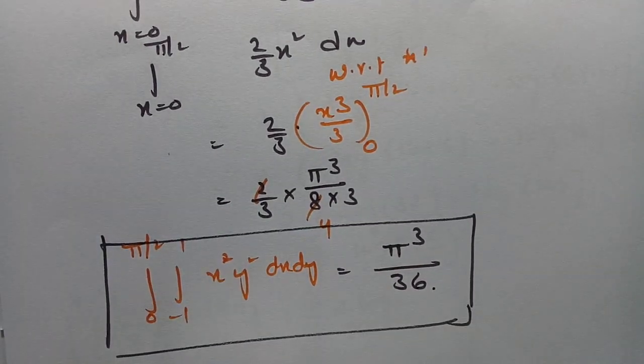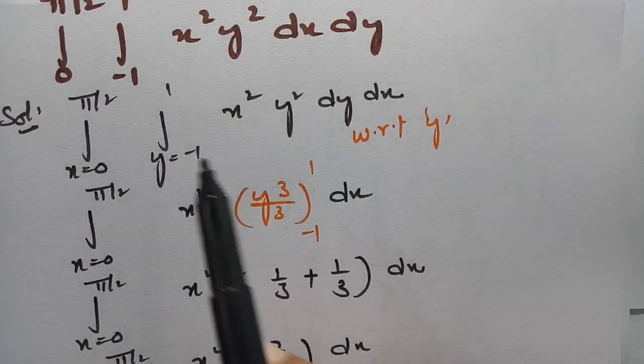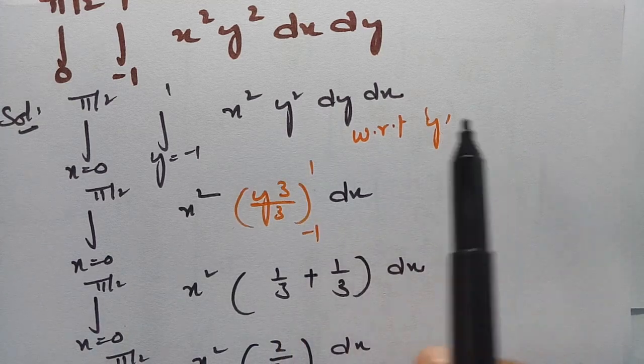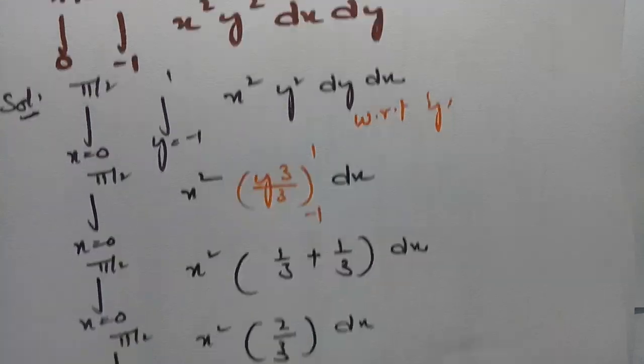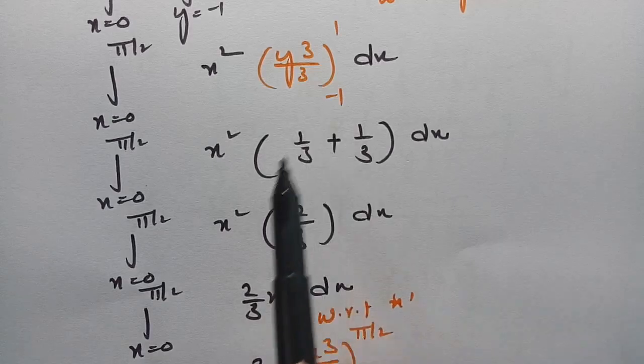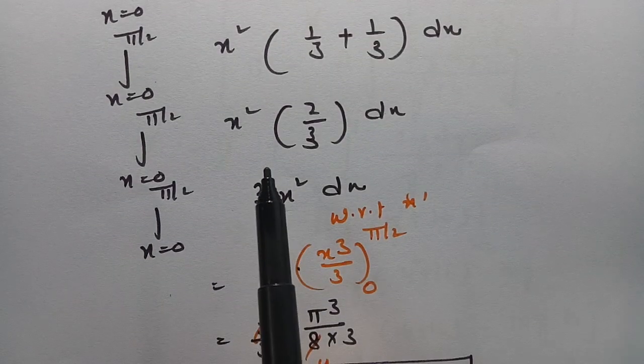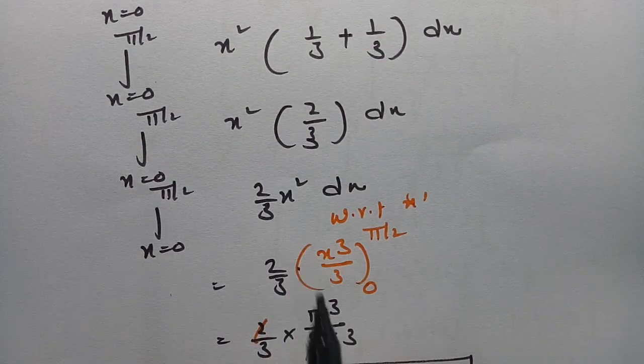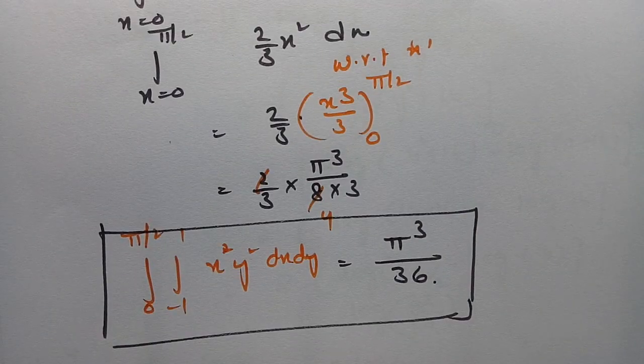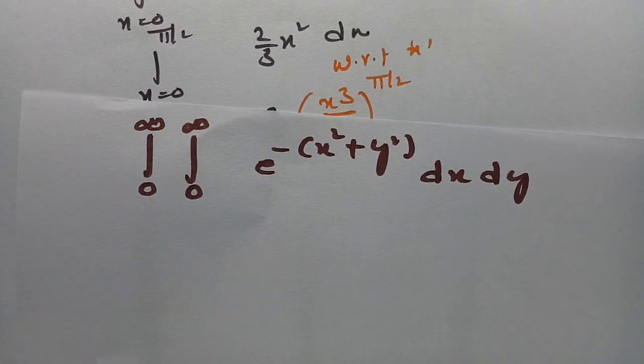This is how we have to solve. First of all, we integrate with respect to y and treat x as a constant and substitute the limits. After substituting, we integrate with respect to x this time and substitute the limits, so that we get the answer as pi cube by 36. And here is another question for you, and this is also important.